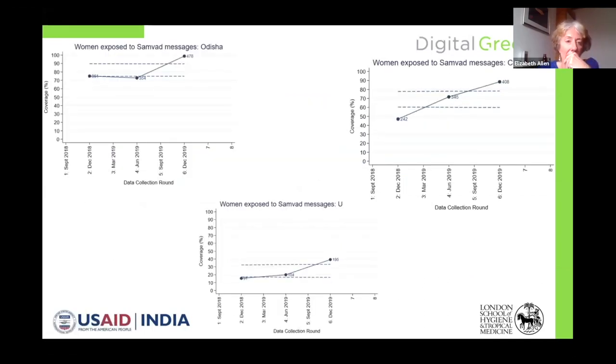So this is the same. These are the exposures in Odisha, Chhattisgarh and Uttarakhand. As you know, there we only did the biannual surveys, so we've only got three time points. But here you can see that certainly in Odisha, we've got a suggestion that the exposure is going up by the last round of data collection. It's outside the control limits. And similarly in Chhattisgarh, you start low, it goes up and goes up again. And again, a similar pattern in Uttarakhand. So there is a suggestion here that we have some evidence that exposure was increasing over the rounds of data collection. Next slide, please.